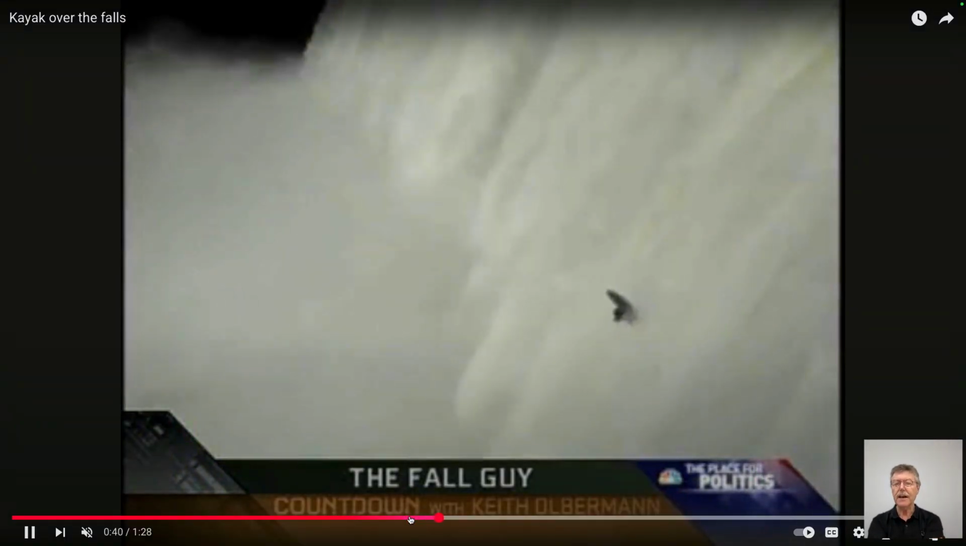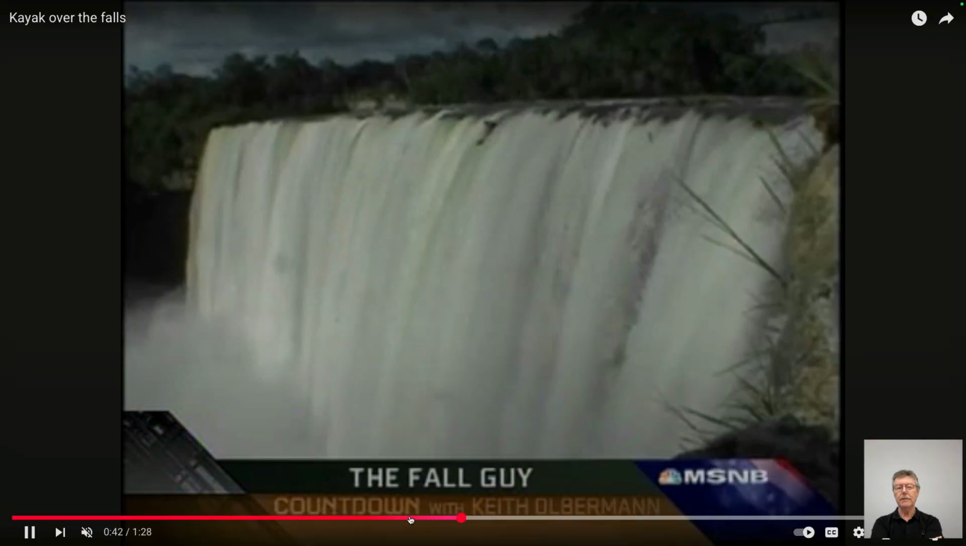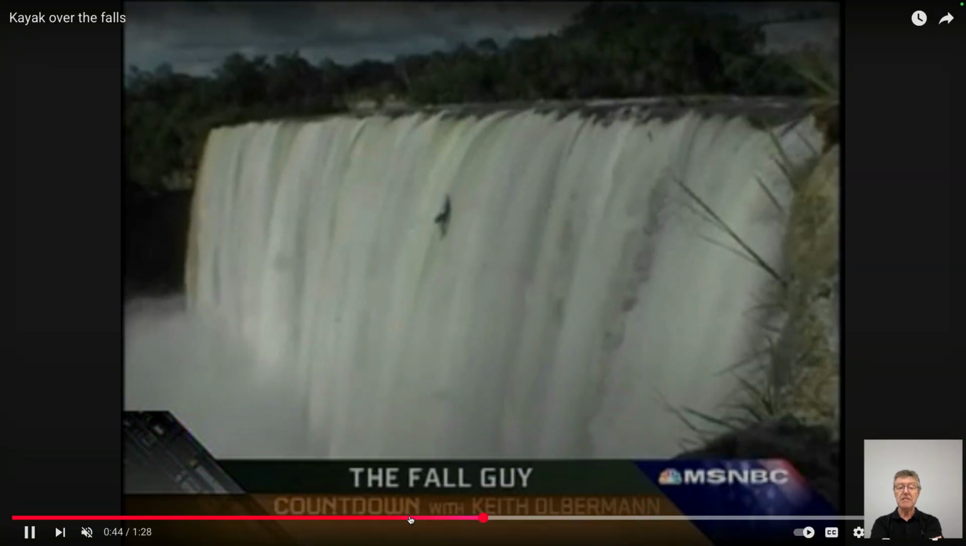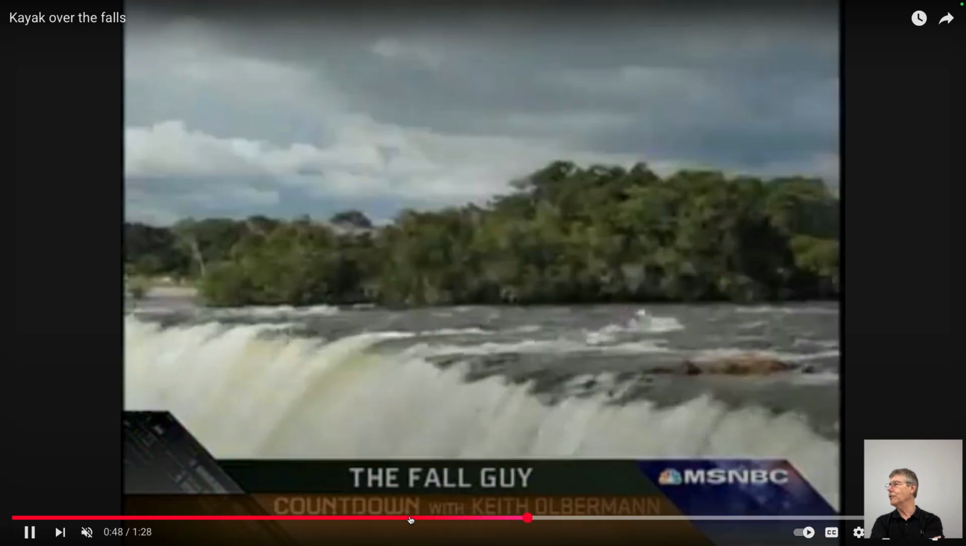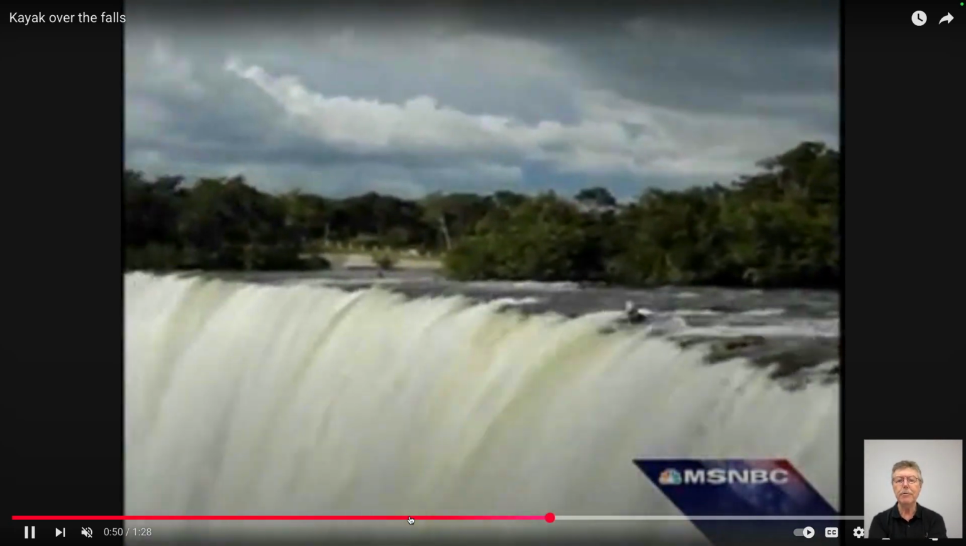And I guess this isn't Niagara Falls, but this is a different falls, I think in Brazil, with a guy, and I don't know whether he survived or not. But we'll do an example like this.